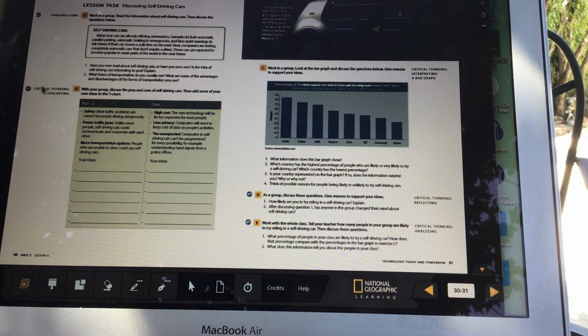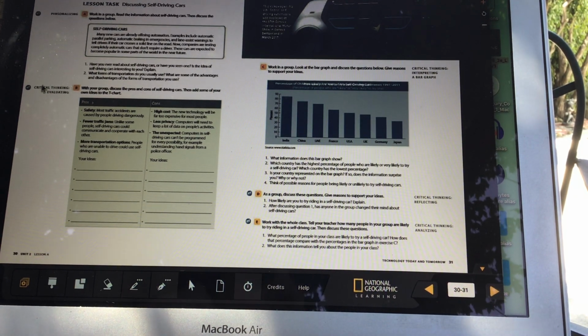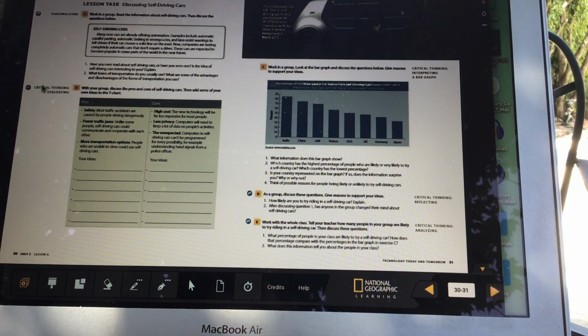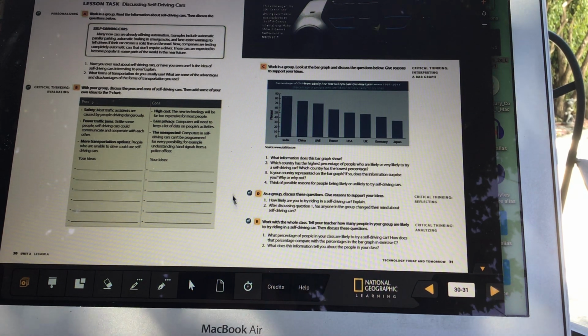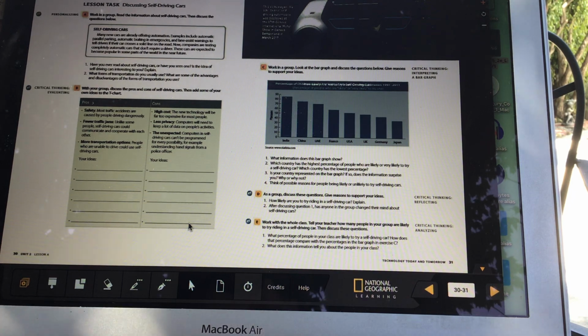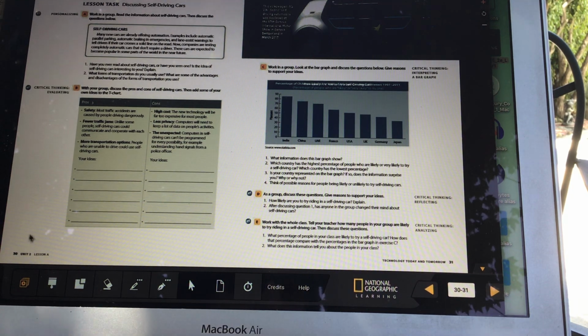on page 30 of your textbook, at the top of the page you see lesson task, discussing self-driving cars. It says, work in a group. Read the information about self-driving cars, then discuss the questions below. Well, the only responsibility you have for this assignment is to do this part here, okay? So just write the answers here and then take a picture of it and send it in. And that will be for page 30.